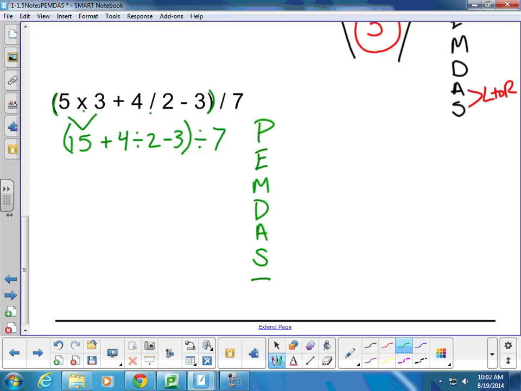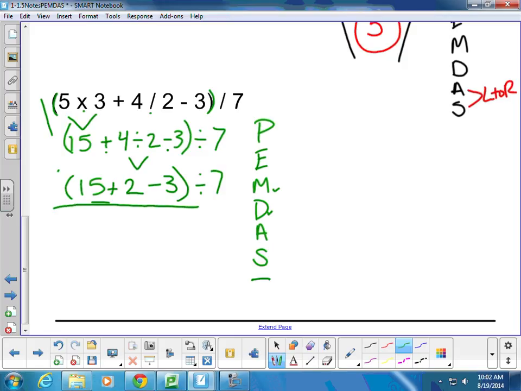From here, I have addition, division, and subtraction still. So I'm going to do my division next because I'm following my order of operations. So I rewrite everything other than what I'm working with. So 15 plus 4 divided by 2 is 2, minus 3, divided by 7. Notice, again, how this is becoming nice and smaller as we go. I still have some things going on here in my parentheses, so I'm still working on that step until everything in there is simplified.